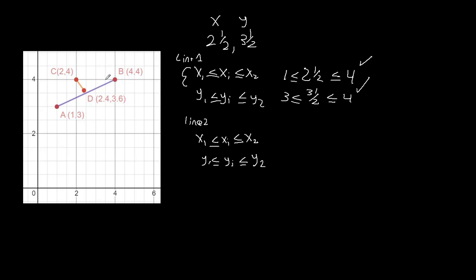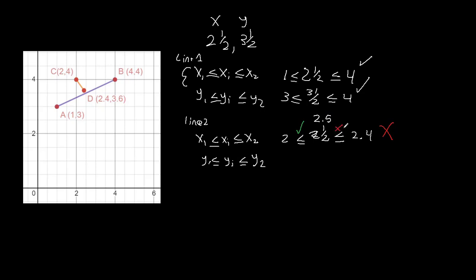Now let's do line 2. Let's do the x coordinate first. Is the x1 coordinate, which is 2, less than or equal to 2.5? This checks. And is that less than or equal to D, which in this case is 2.4? The answer to that is actually no. In case you can't do that math in your head, 2.5 is 2.5. So is 2.5 less than or equal to 2.4? The answer is no, it is not.